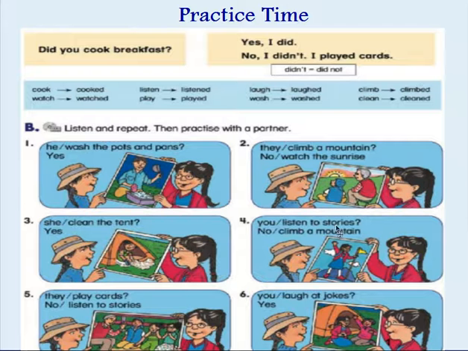Here, did you listen to stories? No, I didn't. I climbed a mountain. If I look at the picture, did they play cards? No, they didn't. They listened to stories. At the last picture, did you laugh at jokes? I switch you into I, so I'll answer, yes, I did.